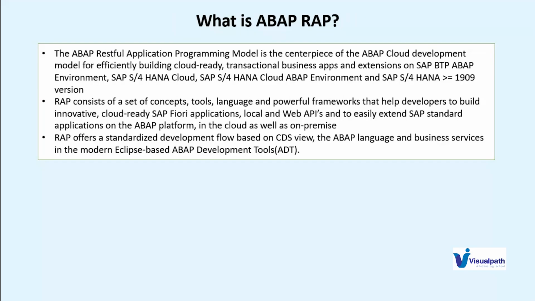So now, what is RAP? RAP consists of a set of concepts like I told you: CDS views, then service definitions, metadata file creation like adding annotations, service definitions, consuming them, and creating OData services on top of these CDS views that we have already created. And the IDE, the development tool we are going to use, is Eclipse. We will be installing Eclipse, adding the ABAP development tools in Eclipse, and then we will start our development.